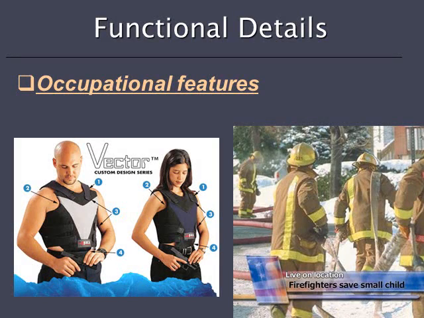Functional details for occupational features. A bulletproof vest is definitely a functional feature that is provided for specific occupations. Same thing with firemen's jackets and equipment. They have a lot of functional details. They've got the reflective gear, they have the fire retardant fabrics, they've got the helmets, they've got the padding.